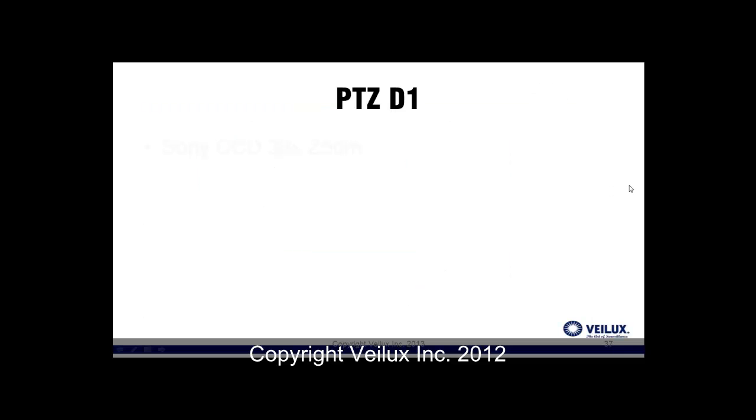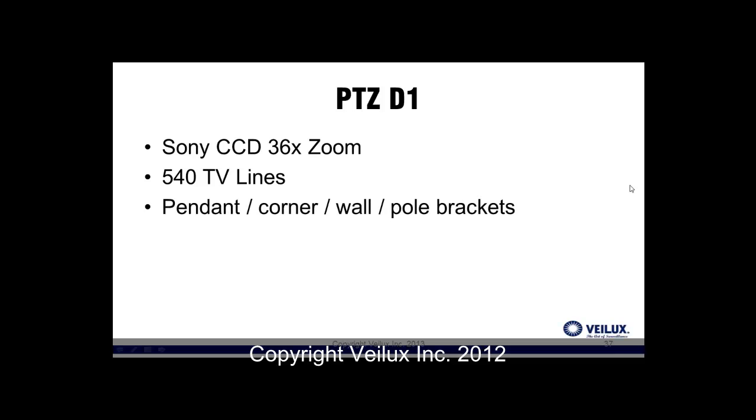PTZ D1, a Sony CCD 36x zoom, 540 TV lines, pendant, corner, wall, pole brackets, IP rating of 66. The VPIP-D136X. It's a 36x WDR day and night IP outdoor PTZ camera, a 36x Sony WDR module, 540 TV lines, 36x optical zoom.